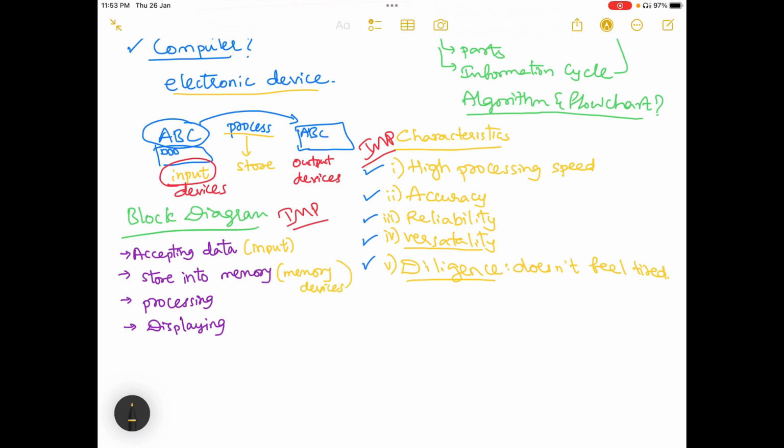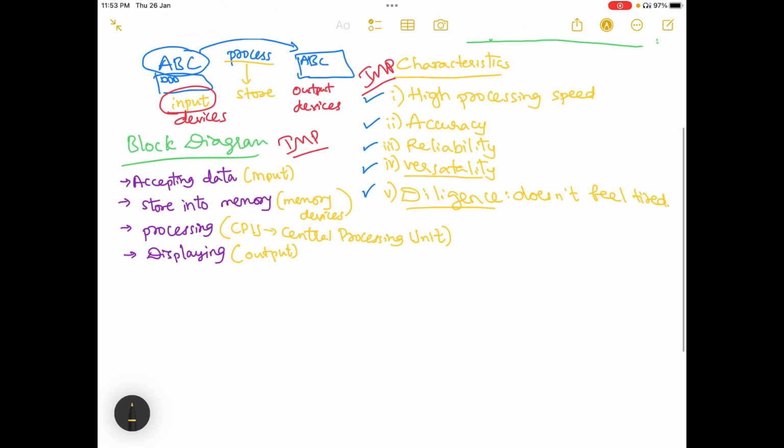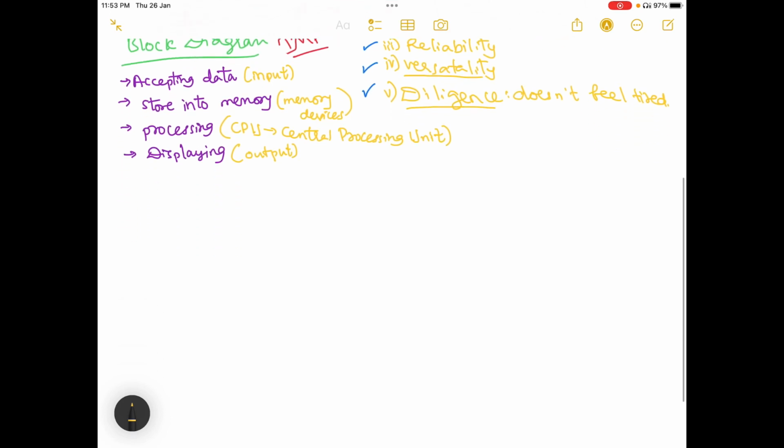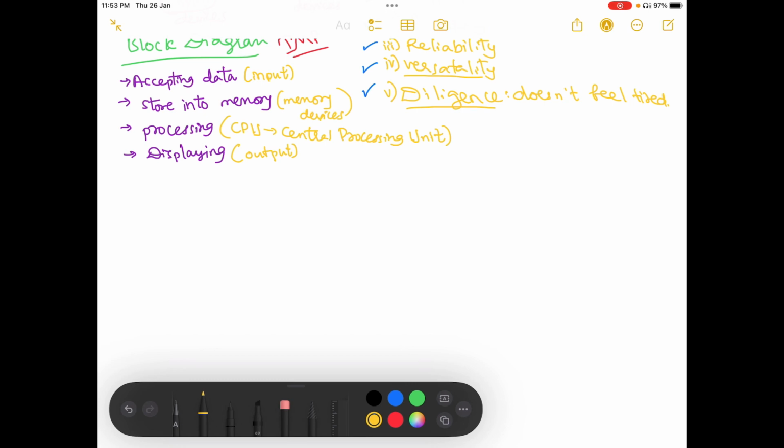For input, it is using input devices, and for processing there is something called the CPU, which we call the central processing unit, which is known as the brain of the computer. So you need to remember that. Then for displaying, we are using output devices. So these 4 points you should remember. Now let us draw the block diagram.